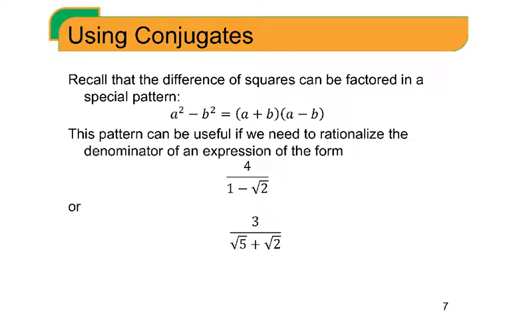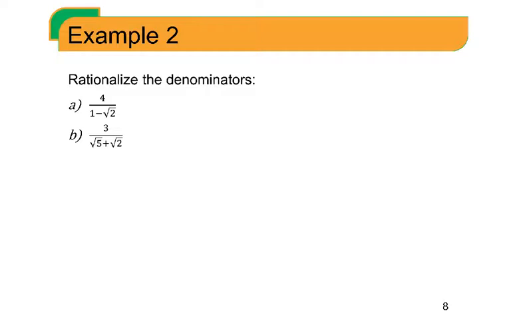Now, before we get to those examples, I want to talk about conjugates. If you remember the difference of two squares, we can always factor this as a plus b, a minus b. And the middle terms of FOIL, if we go the other way, those middle terms get canceled out when we have the difference of squares. So this pattern can be useful if we have to rationalize a denominator involving square roots 1 or 2. So let's see how we would do this.